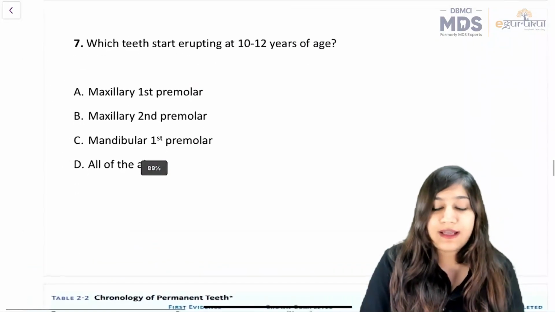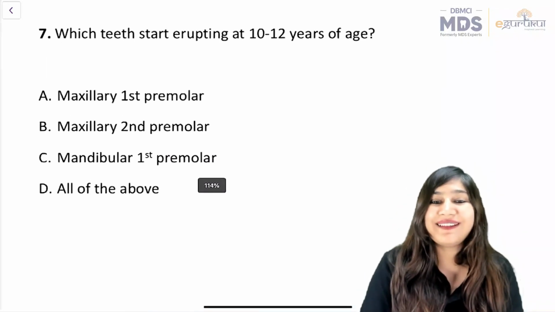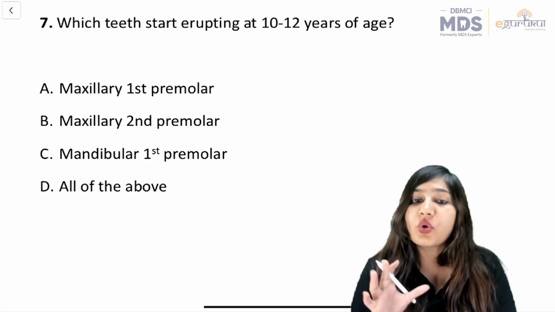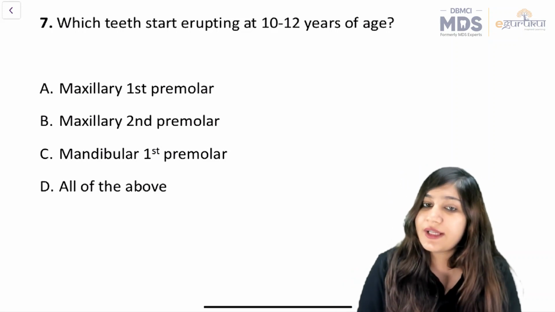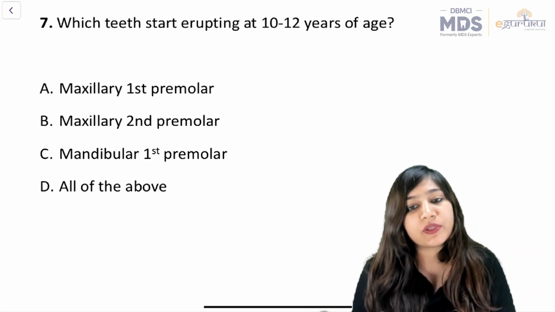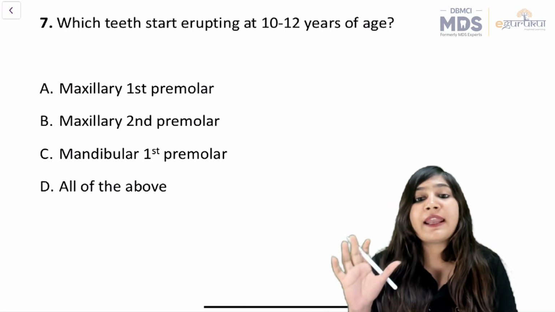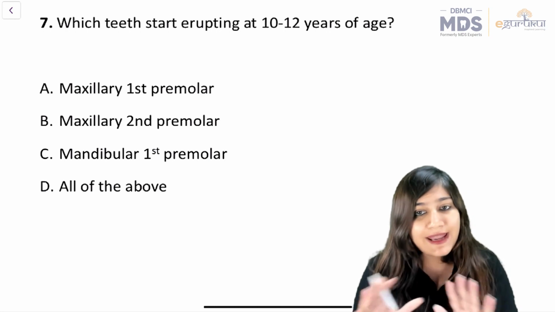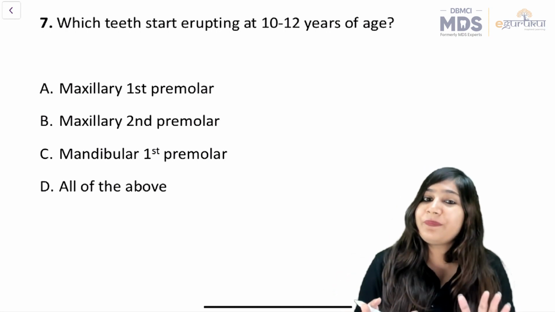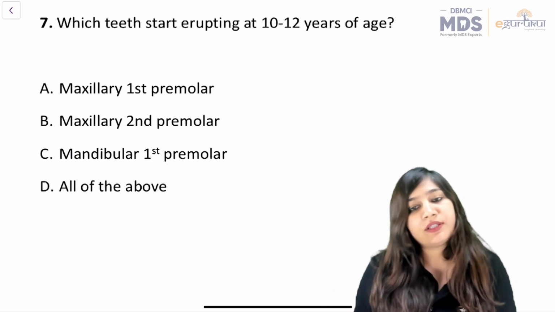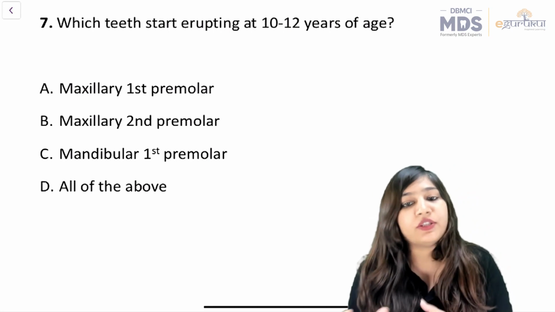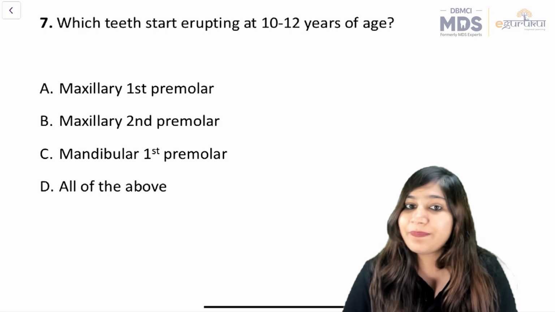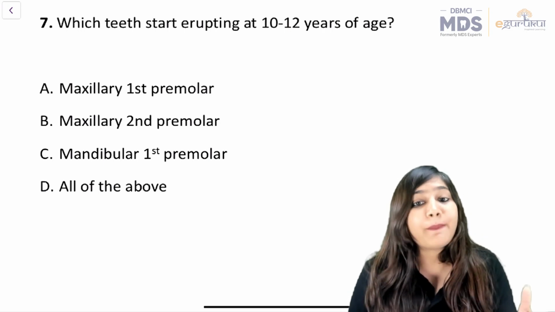Now, this is again a very important question. Chronology should be on your fingertips. You should be thorough with the chronology of permanent teeth as well as deciduous teeth. Any question can come from chronology. You can be asked about the eruption time of any tooth. You can be asked about the root completion of any tooth. Even the calcification, you can be asked. Calcification of the permanent first molar takes place at, so it is usually at birth.